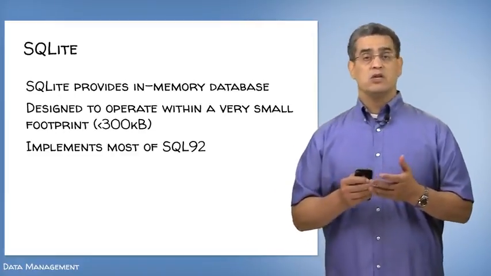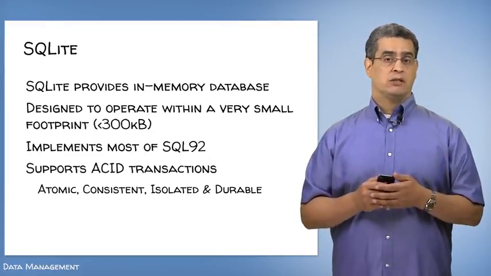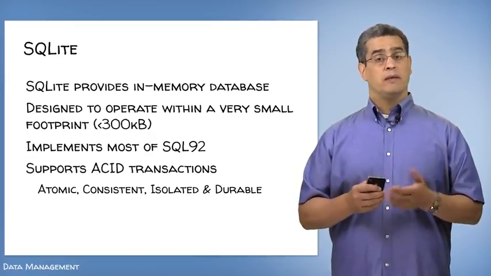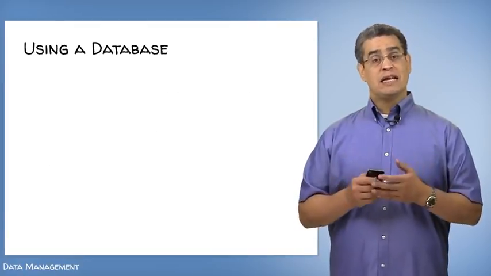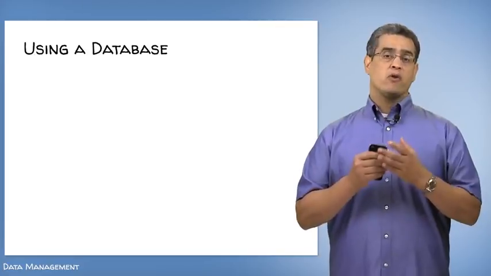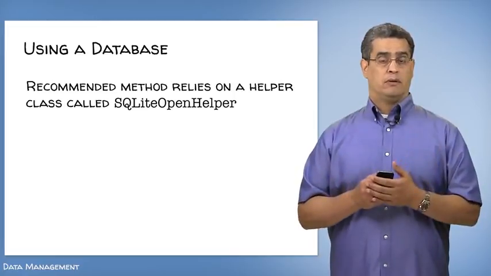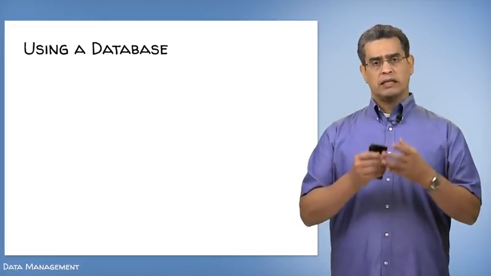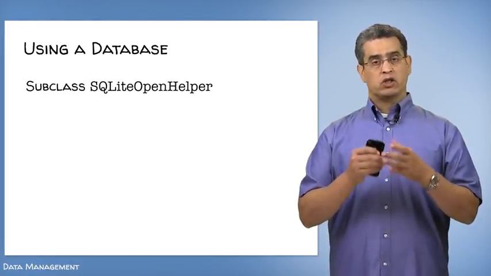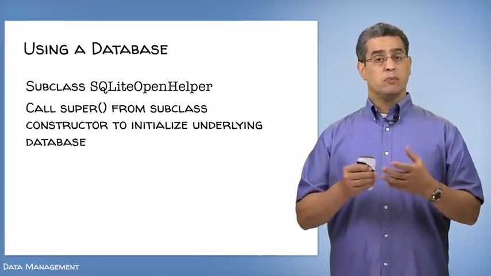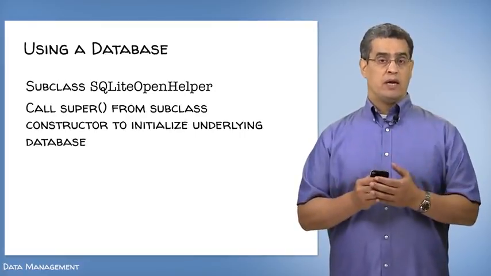It implements most of the SQL 92 standard, and it supports highly reliable ACID transactions, which means that the transactions are atomic, consistent, isolated, and durable. To use an SQL database in your applications, Android recommends that you use a helper class called SQLiteOpenHelper. And what you'll do is you'll create a subclass of this SQLiteOpenHelper class. And in the constructor for that class, you'll need to call the superclass's constructor, passing in some information about the database you want to create.